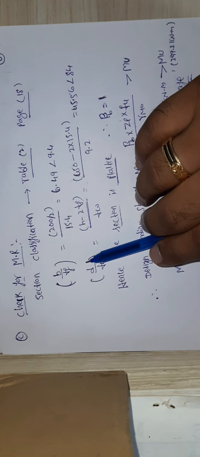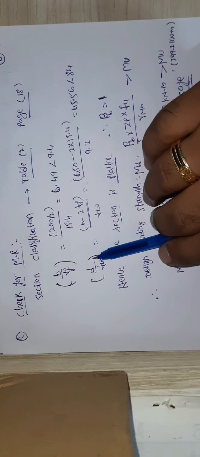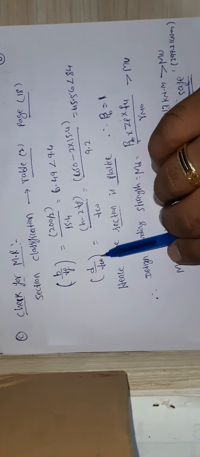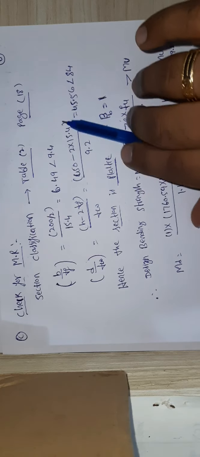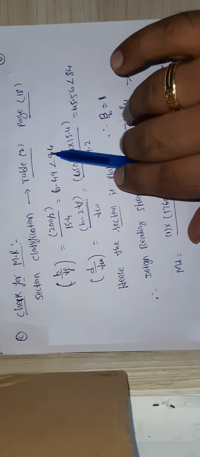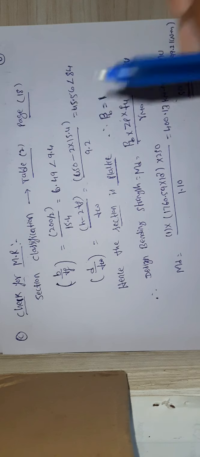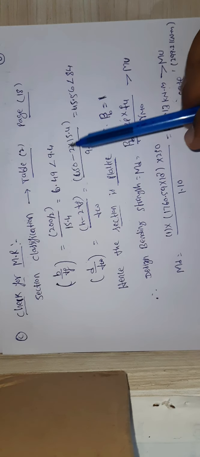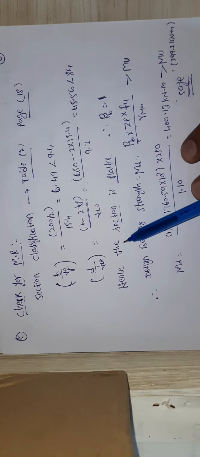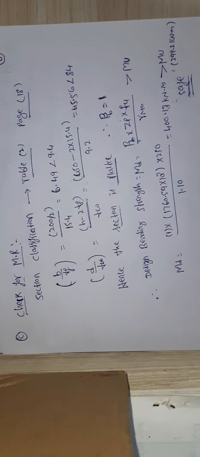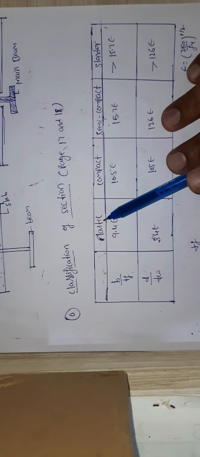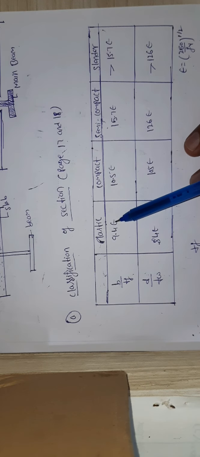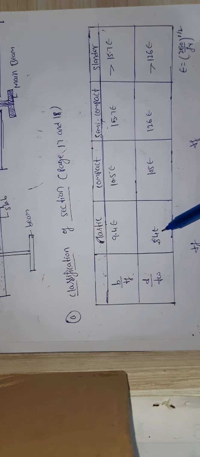Then the effective depth of the web divided by the thickness of the web. Based on the values you will get 6.49 and 45.56. You need to tell which section it belongs to. As per this, my values 6.49 and 45.56 belong to plastic sections. You can see here for plastic sections, b by tf is 9.4 maximum, and d by tw is 84.